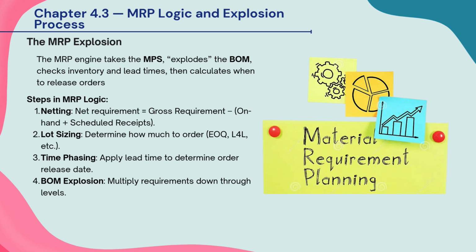The four main steps are: netting, calculate net requirements by subtracting on-hand inventory and receipts from gross needs. Lot sizing, decide the quantity to order, EOQ, L for L, etc. Time phasing, apply lead times to determine order release dates. BOM explosion, break requirements down to lower levels.